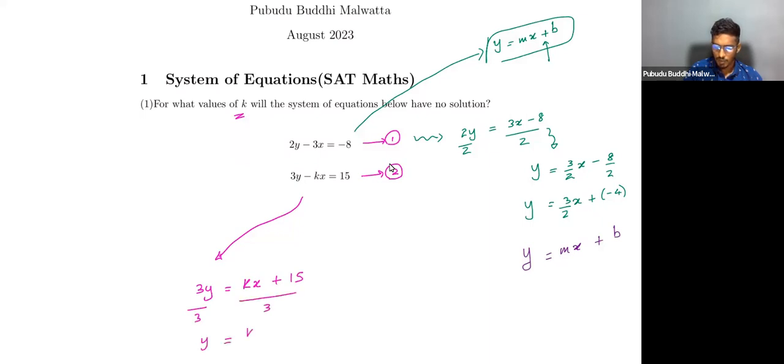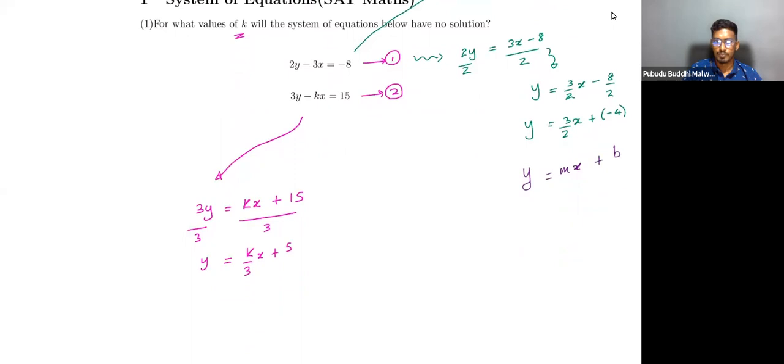I'm going to divide both terms separately by 3, because I can't keep a common denominator: by keeping that common denominator, I won't be able to create y equals mx plus b form. That's why. So y equals k over 3 x plus 15 over 3, that's 5. Now that's line 2. Again, I can compare this equation with y equals mx plus b.